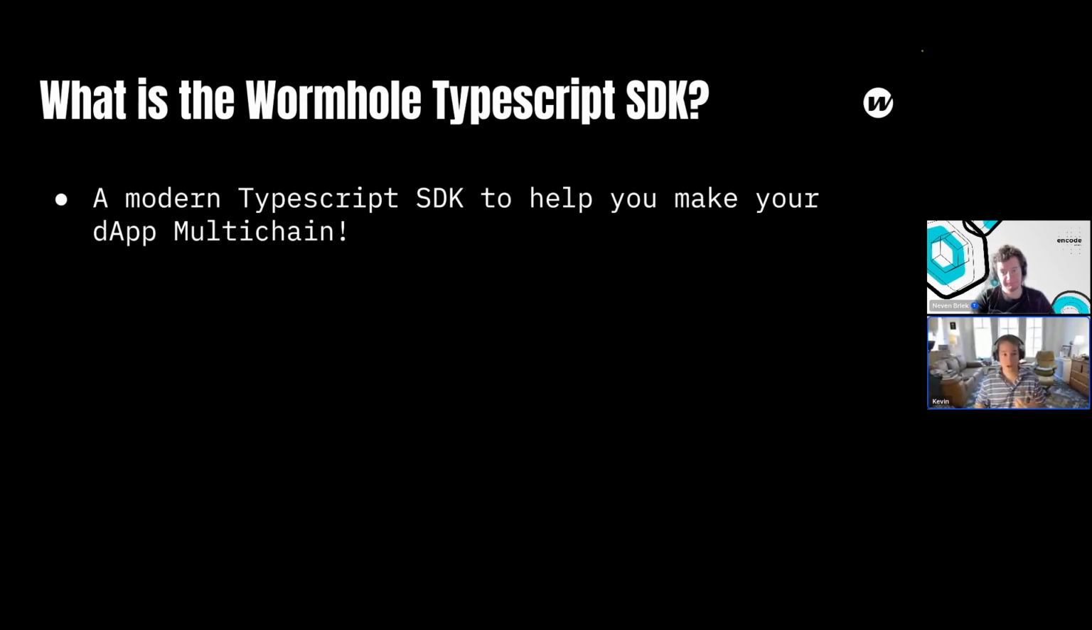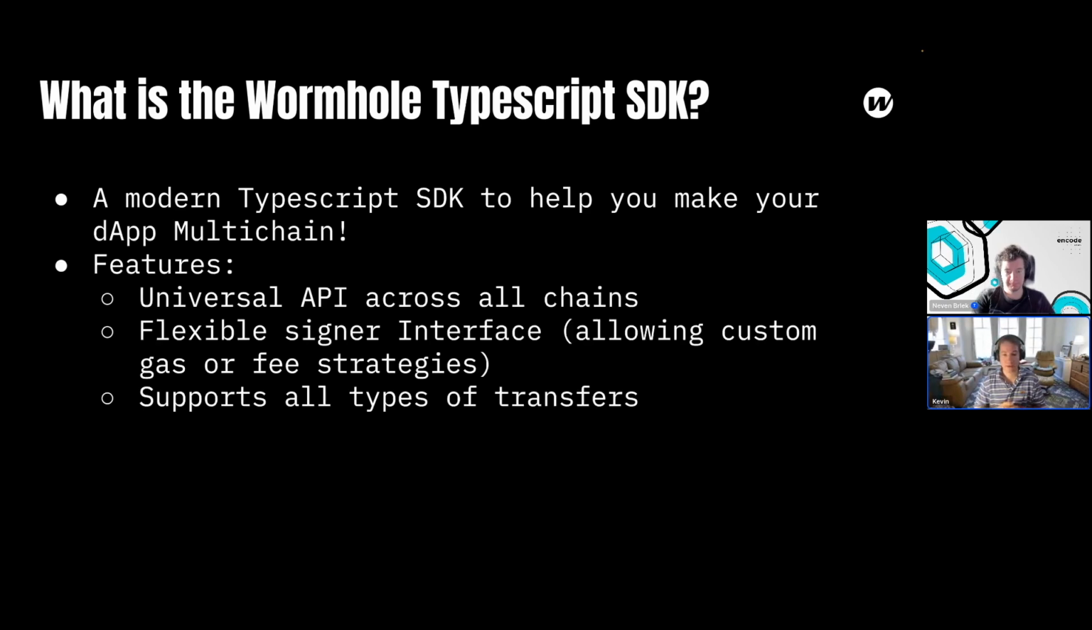So, one example is the Moonbeam team has a bridge interface for bridging within the Polkadot ecosystem, but it also uses Wormhole in order to do bridging outside of the Polkadot ecosystem. And so it uses the Wormhole TypeScript SDK.